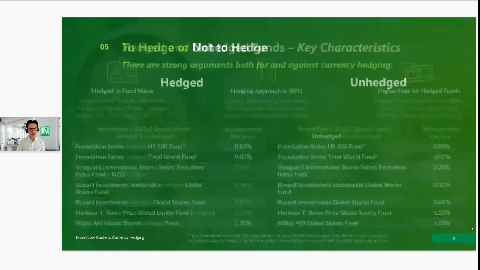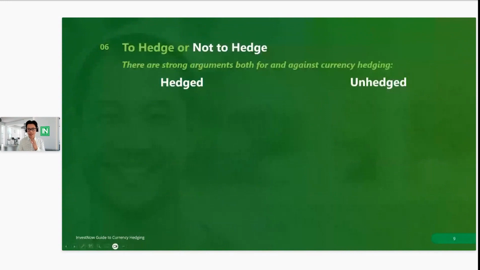So moving forward a little bit now, I guess probably the key crux of what our discussion would be on today is the age-old question of to hedge or not to hedge. We get countless questions of this from InvestNow customers all the time. So, should I go into the hedge fund? Should I go unhedged?